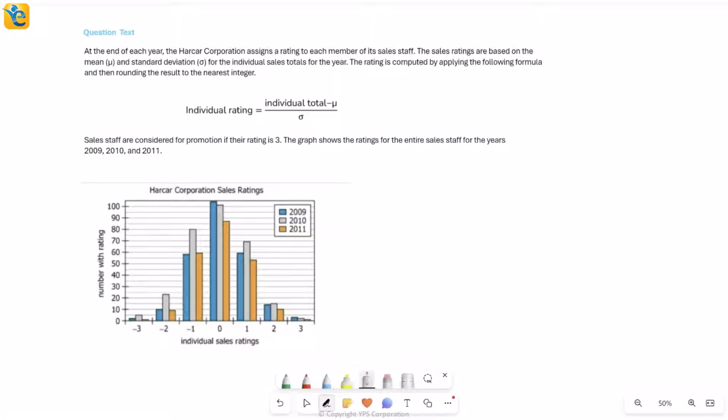Let's solve this very interesting question. You have this graph. We'll read this along with all of this information to make sense of this. So this is about a certain corporation, the Harcar Corporation, which assigns ratings to every member of its sales staff.